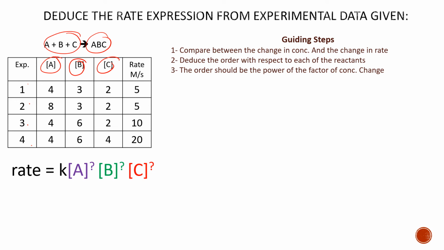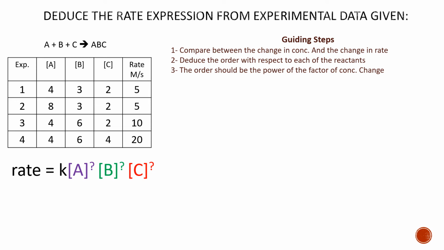What we can do is check how changing the concentration of each of the reactants will affect the rate. Do you hear that? Changing the concentration of each of the reactants, not all the reactants. We cannot check all the reactants at once. No, we have to study each reactant.